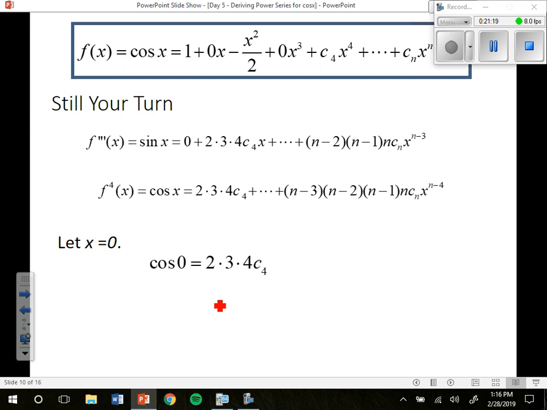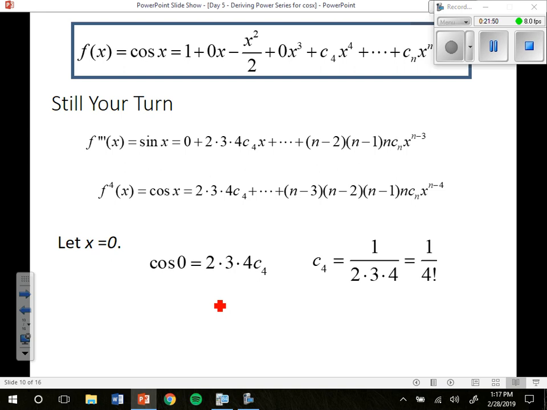1 over 24. Which, how should you write 24? 4 factorial. Because remember, going way back to the beginning of Unit 2, that factorial practice, what's the nth derivative of x to the n? N factorial. So what's happening is we take 4 derivatives, our 4th degree power becomes 4 factorial, and then we divide by it. Do you see that?